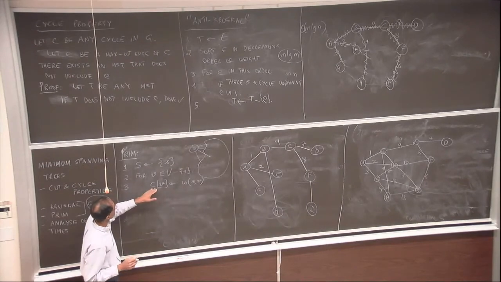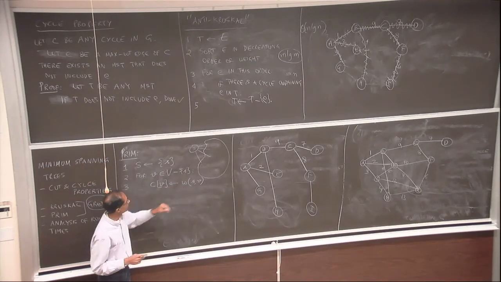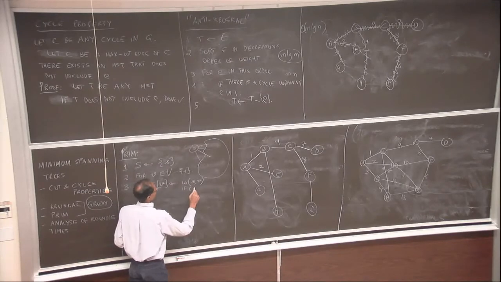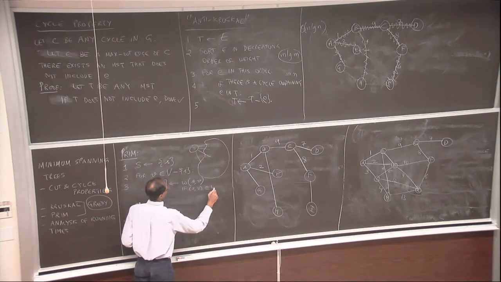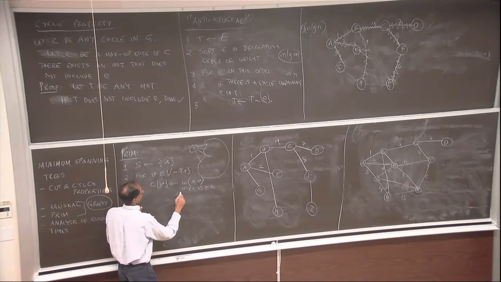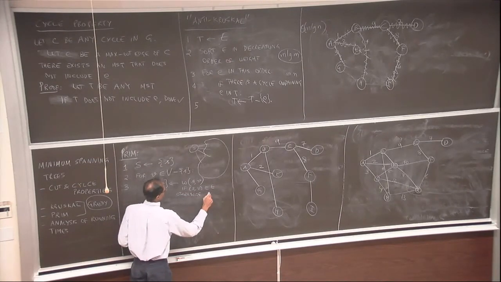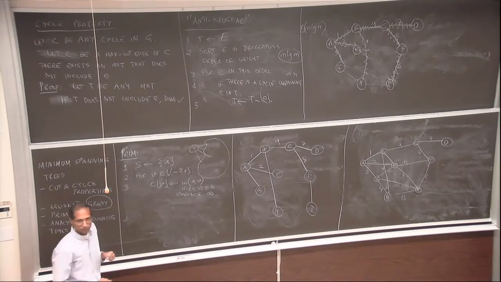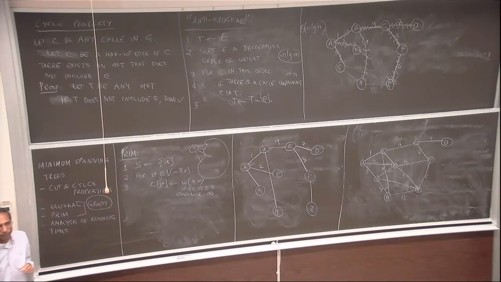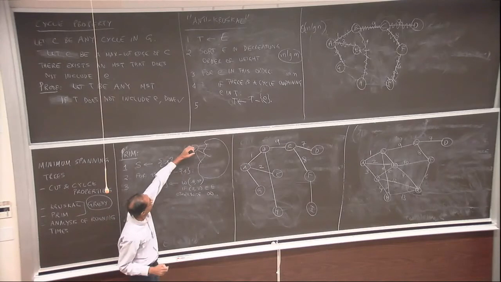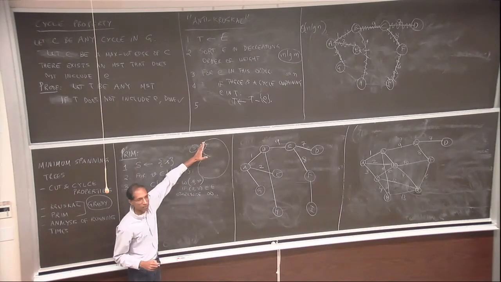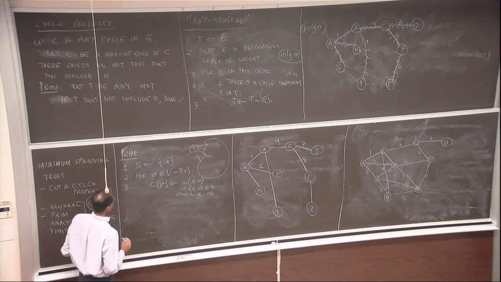Okay, so let me write it. CV is weight SV if SV is an edge. Otherwise, infinity. Okay? Clear? Now what do we do? We are here. What edge do we want to pick from here? Minimum weight edge, right?